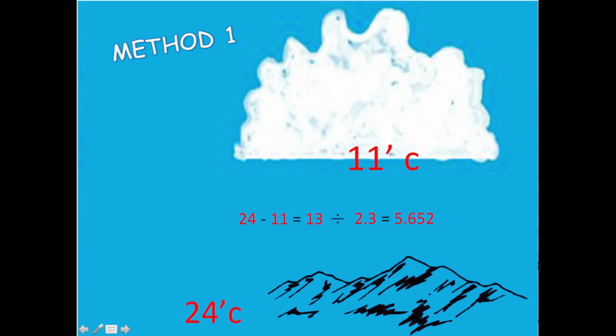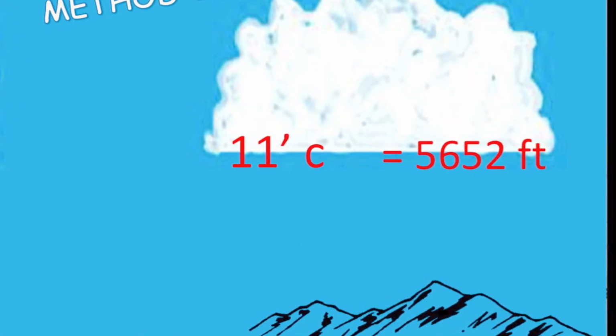Well, there it is right in the equation. 24 take away 11 is 13. And then in this case, we're going to divide it by 2.3, which is our lapse rate for this day. Ends up being 5.652. You simply move the decimal point over 3 places to the right, and you get 5,652 feet.